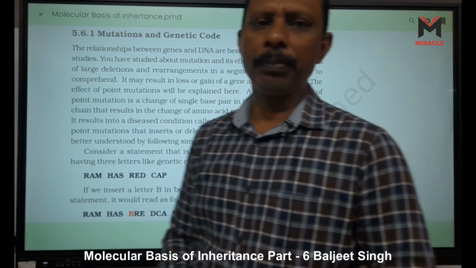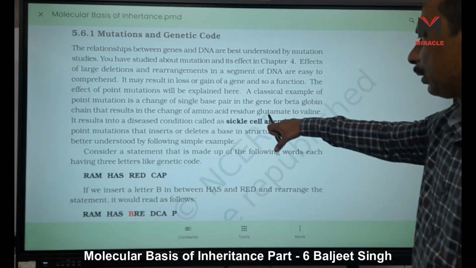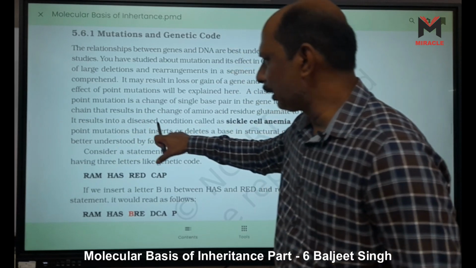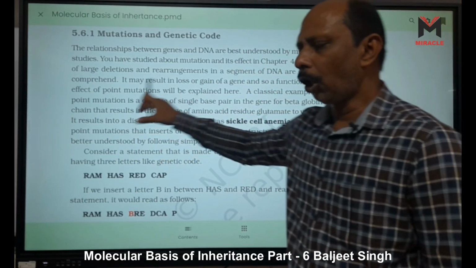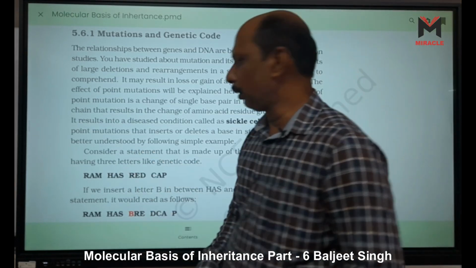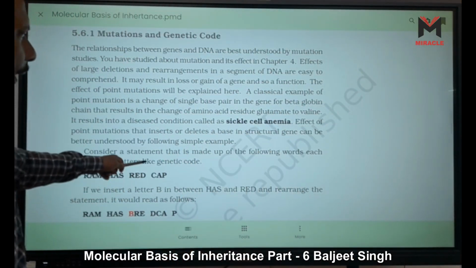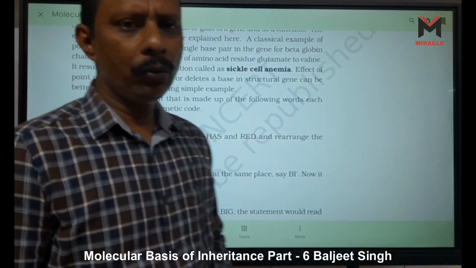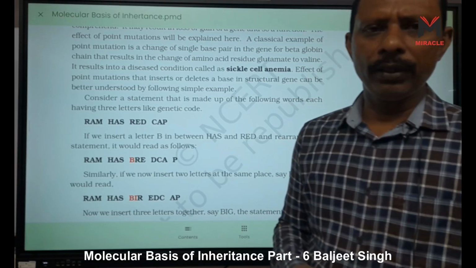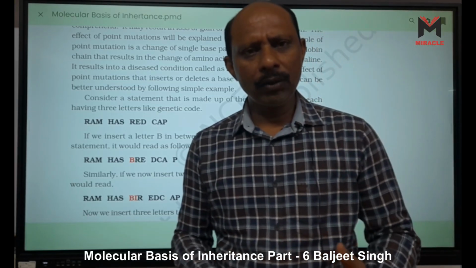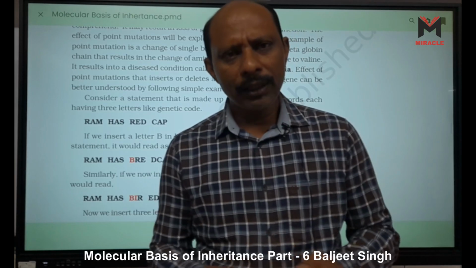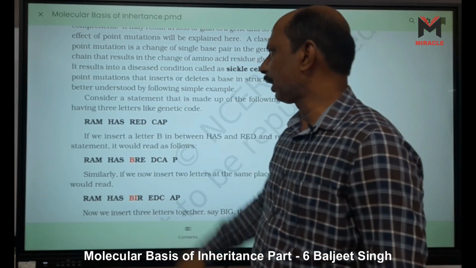Already we read this in our previous lecture, right? This glutamate is changed to valine. It results in a disease condition called sickle cell anemia. The effect of a point mutation that inserts or deletes a base in a structural gene can be better understood by the following simple example given here. Here they explain how the genetic code is altered, right? Different genetic codes are responsible for different amino acids. If a genetic code is altered, then the amino acid is altered, that means the protein is altered, right? That's why sickle cell anemia is formed.